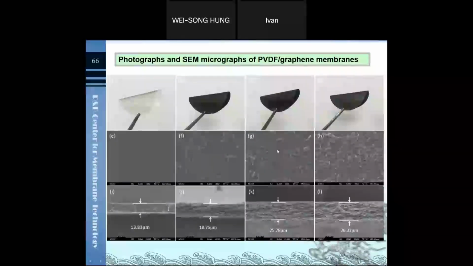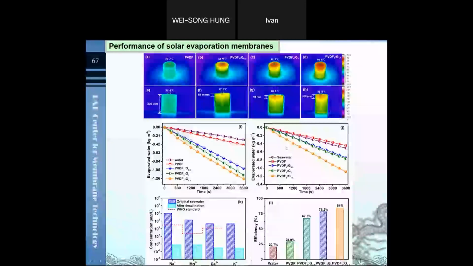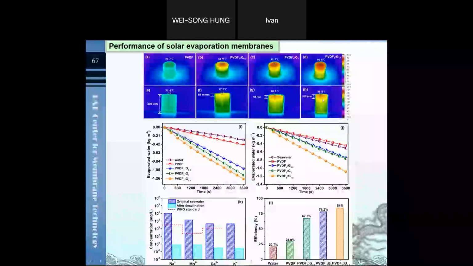And the membrane structure, we can also see, after the graphene is added, the membrane also has good flexibility. And from the IR camera, we can see that when we load the graphene on it, the heat can be concentrated on the surface. It's helpful for the water vapor and the water collection.